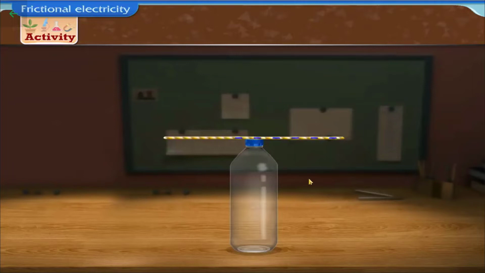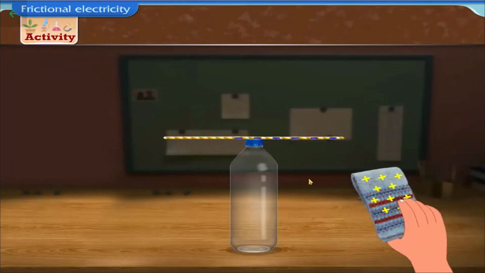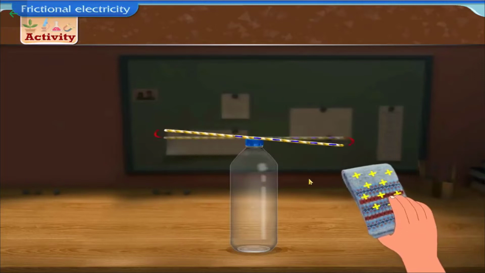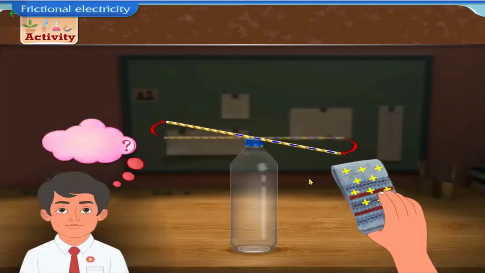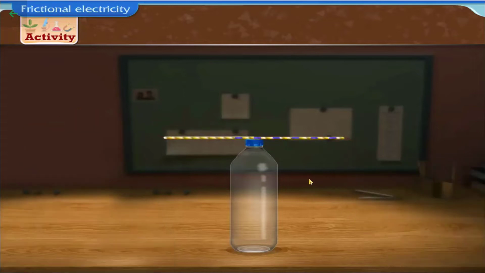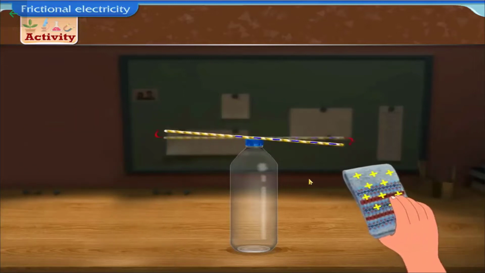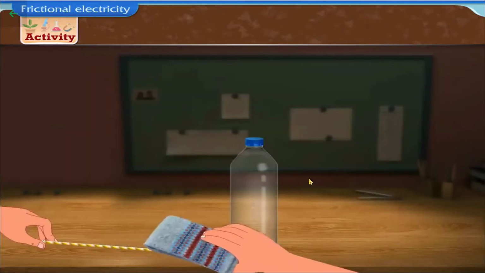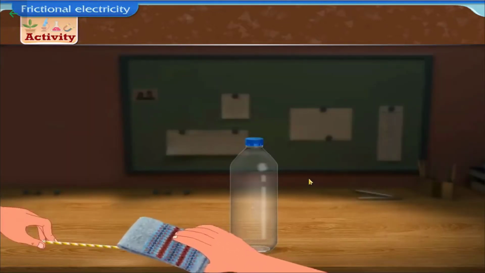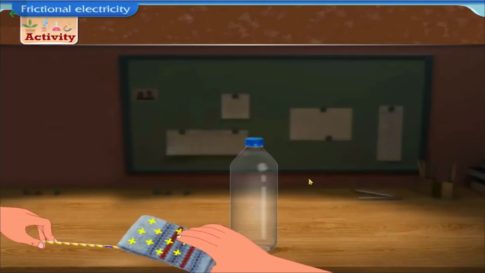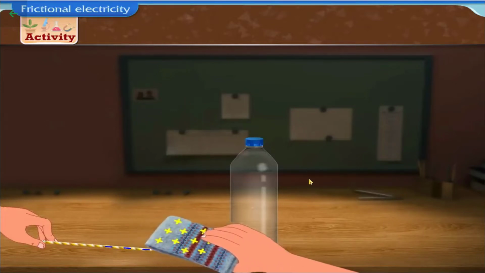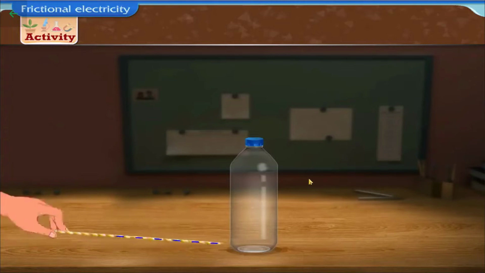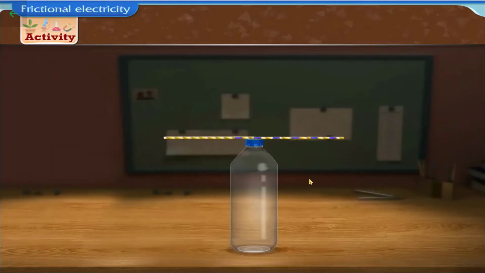Now keep the rubbed straw on the bottle as it is. Let us take the woolen cloth on which the straw was rubbed and bring it near the straw. What do we observe? We observe that the straw moves towards the woolen cloth. That means, when the straw is rubbed on the woolen cloth, the charge opposite to that of the straw is developed on the woolen cloth. Record this observation in the observation table.